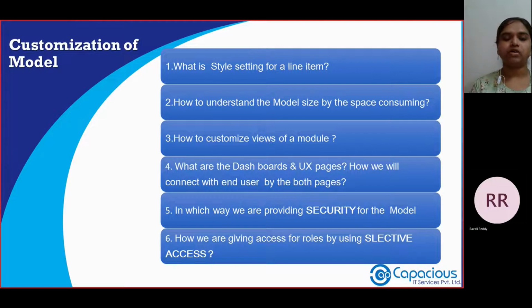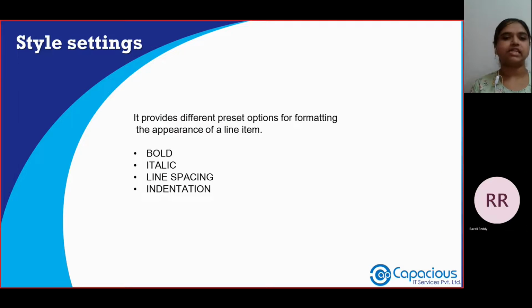So let me start with the following contents. The first topic is style settings of a module. It provides different preset options for the formatting and appearance of a line item. Style uses a combination of bold, italic, line spacing and indentation. Anaplan offers 7 different types of preset options: normal, variations for 3 headings, and variations for the summaries.